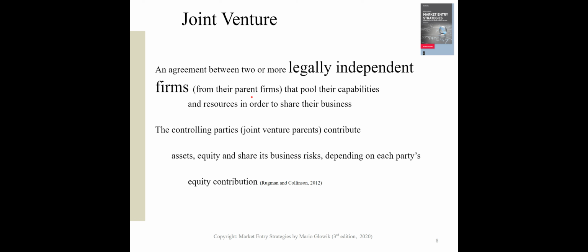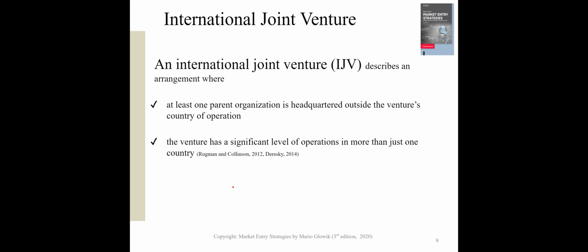for strategic alliances. The controlling parties, the joint venture parents, contribute assets and equity, and share its business risks depending on each party's equity contribution. An international joint venture describes an arrangement where at least one parent organization is headquartered outside the venture's country of operation, and the venture has a significant level of operations in more than just one country.